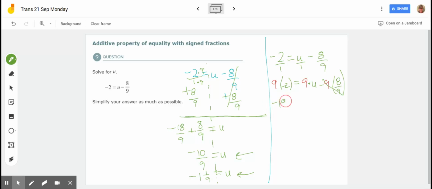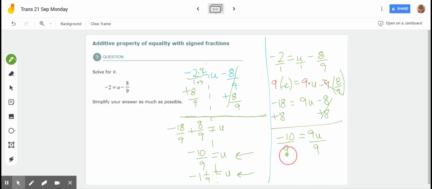We go -18 equals 9u minus 8. Okay, the 9's cancel here. All right, and then you just solve the problem. Add 8 to both sides, and you're going to get -10 equals 9u. That's ugly u. Sorry about that. Let's make it better. Okay. And we're going to solve for u.